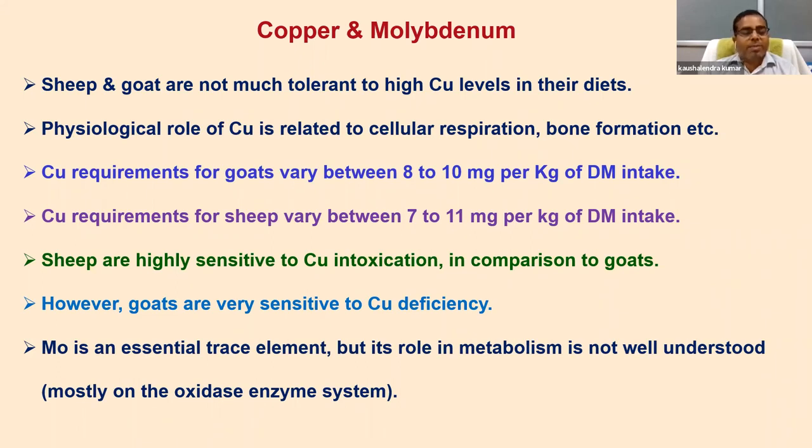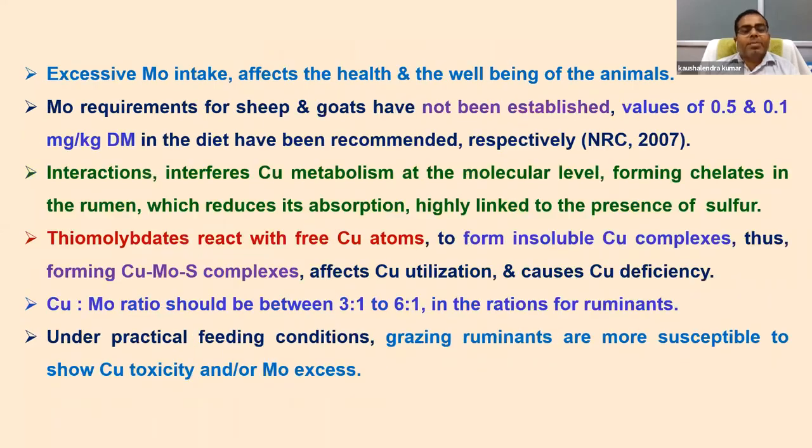But this molybdenum is associated with the oxidase enzyme system. And excessive molybdenum intake affects the health and overall condition of the animals when excess molybdenum is included in the diet of the sheep and goat.